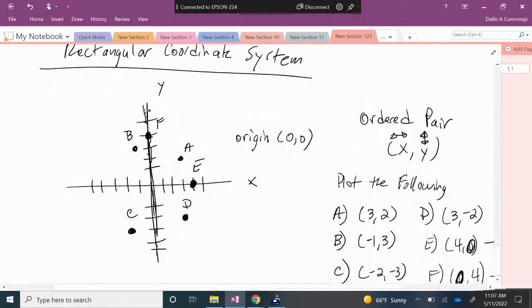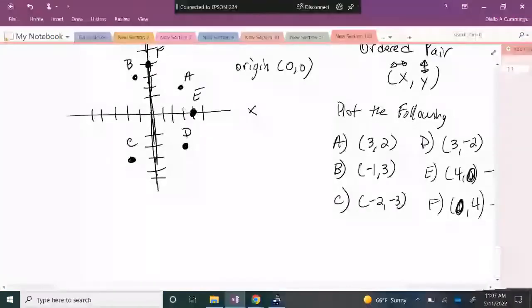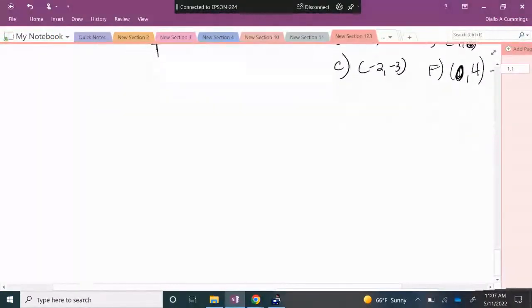Okay, so here's a recap on a rectangular coordinate system and plotting points. So now we're going to talk more about the x and the y intercepts.